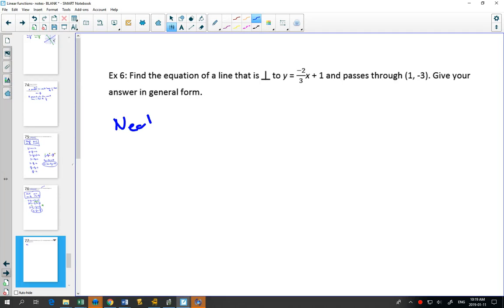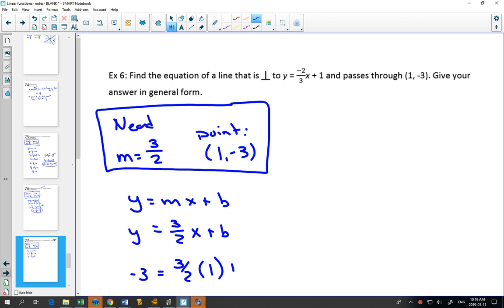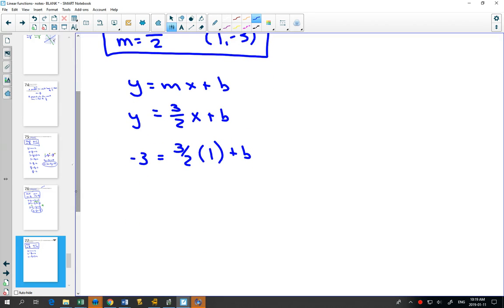So we need our slope. In this case, since it's perpendicular, it will be 3 over 2. We need a point, and we were given a point 1, -3. So if I use, what method did I use last? Last I used method 2. I'll use method 1. If you use y equals mx plus b to find your equation, we know that our slope is 3 over 2. We can plug in our point, -3 for y, 1 for x.